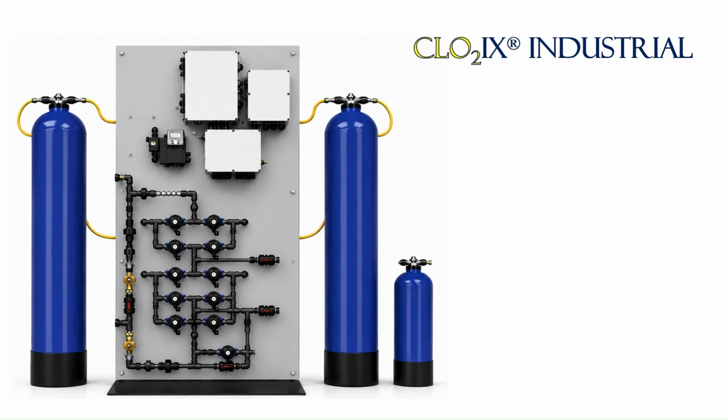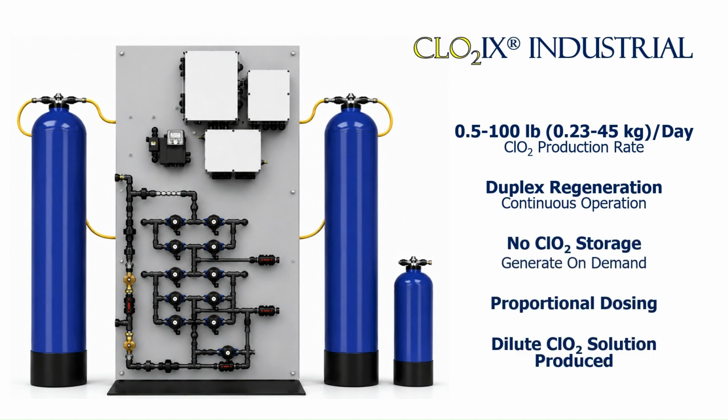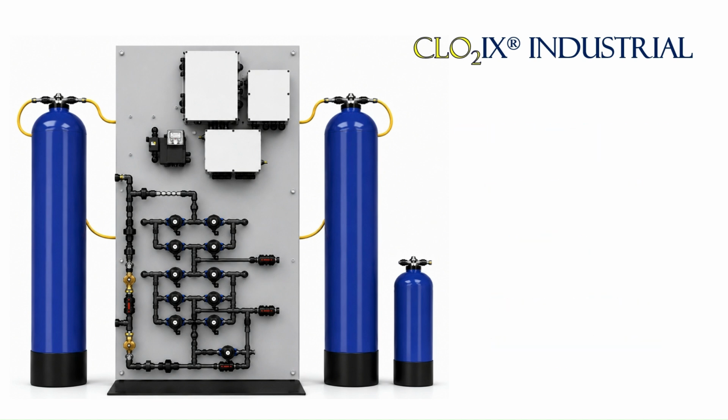Our industrial generator has a chlorine dioxide production rate between 0.5 pound and 100 pounds per day. Key features include duplex regeneration for continuous operation, on-demand generation with no need for storage, proportional dosing, and production of a dilute chlorine dioxide solution. These features allow for safe, reliable, and continuous operation.